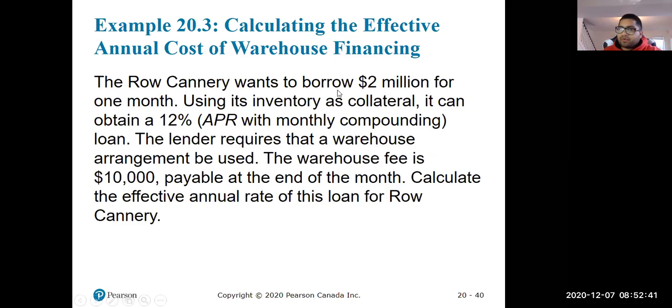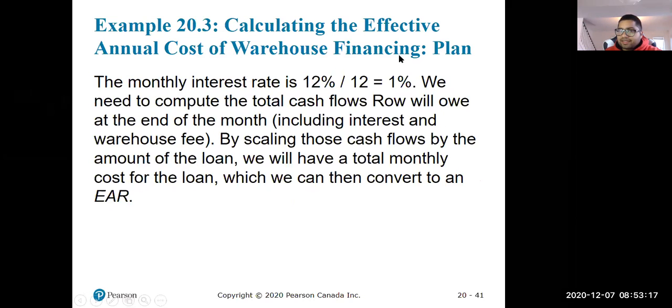Roe Canary wants to borrow $2 million for a month. Using its inventory as collateral, it can obtain a 12% loan. The lender requires that it be kept in a warehouse. The warehouse fee is $10,000 payable at the end. Calculate the effective annual rate. So what is happening? You're borrowing $2 million on which you will pay 12% interest yearly. That is 1% interest per month. And you will additionally pay $10,000 as a warehousing fee.